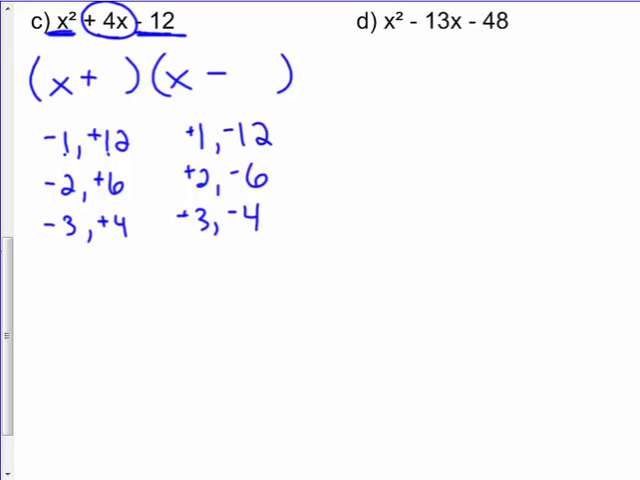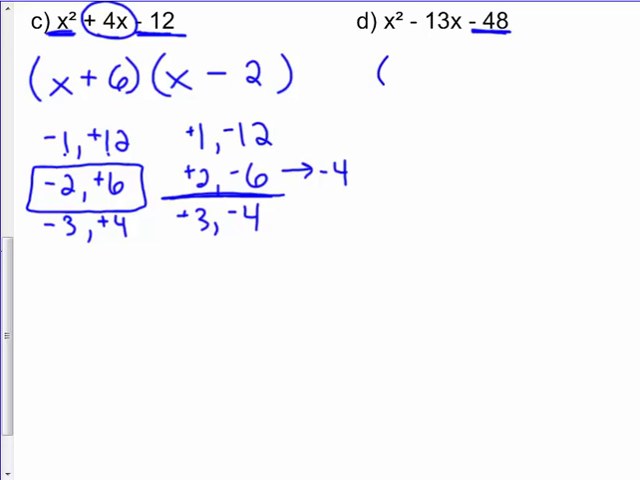So what I did is I looked, it's a negative 12, so that means that one has to be positive, one has to be negative. And I want the middle term to add to 4x. So I wrote all the factors out, both positives and negatives here. Notice it is 2 and 6, but I have two options here: negative 2 and a positive 6, or positive 2 and negative 6. Notice if I pick the second one, I get a negative 4. When I pick minus 2 and plus 6, yep, that would work because I get a positive 4x.